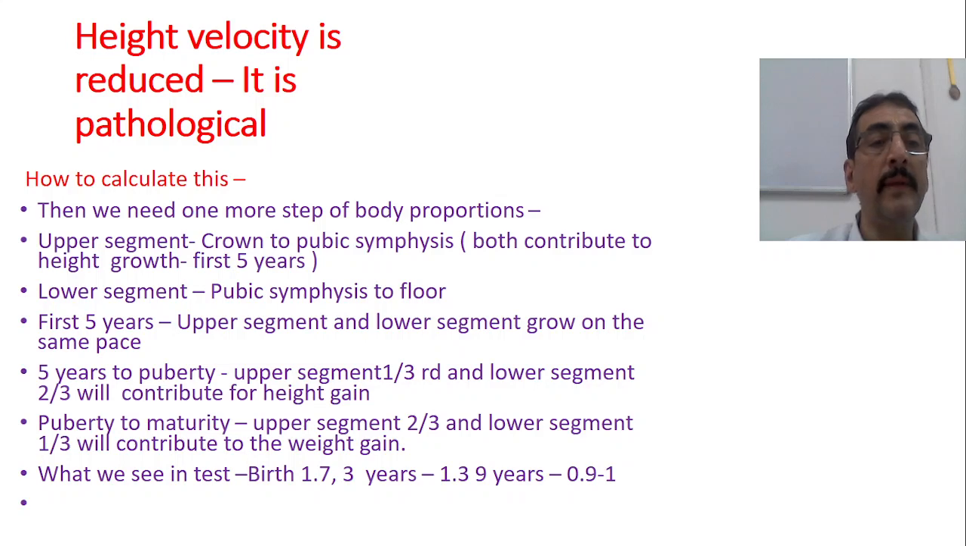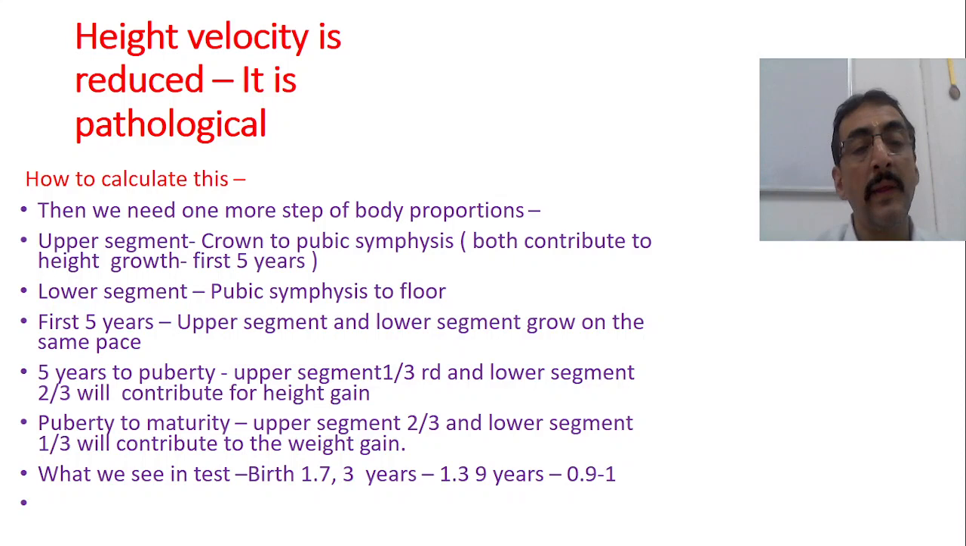Now, height velocity, how to calculate this? Now here, we actually need one more thing. What is that? We need one more step for body proportions here. Okay, body proportions, yes. Because our body is divided into upper segment and lower segment. Upper segment means it is starting from the crown to the pubic symphysis. Okay, and lower segment means from the pubic symphysis to the floor or tip of the toe.